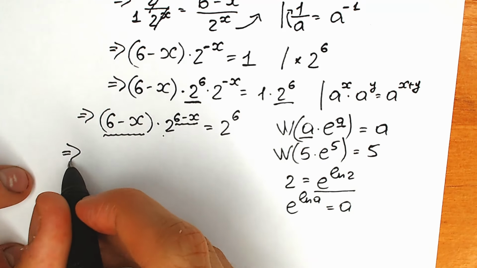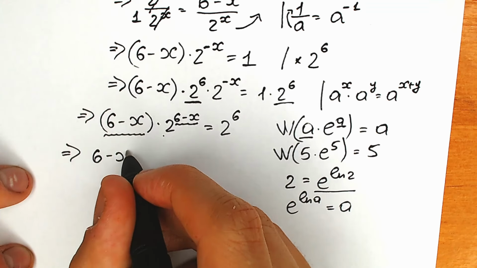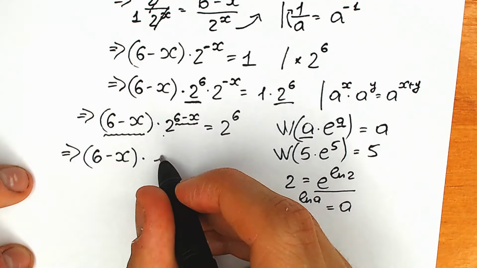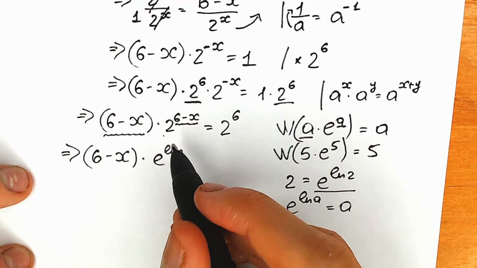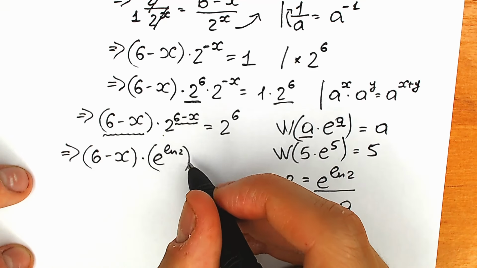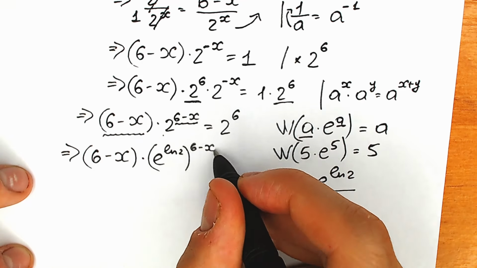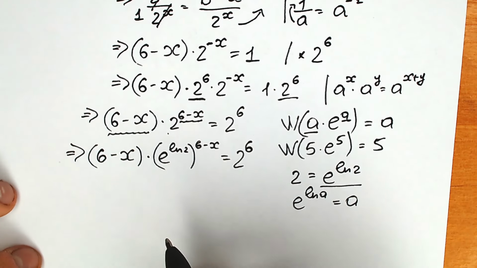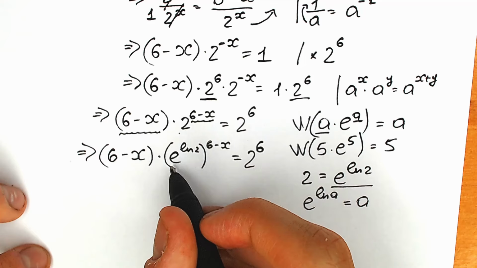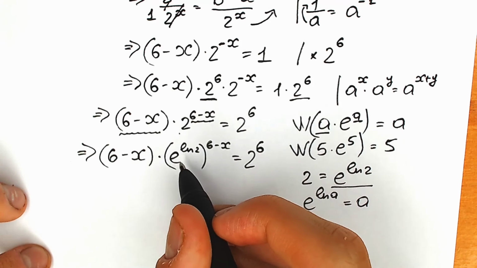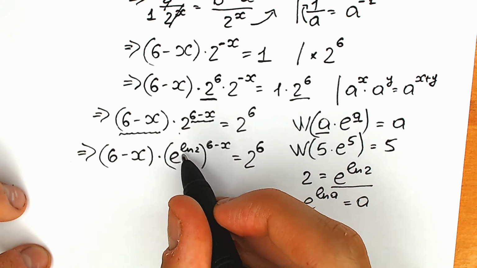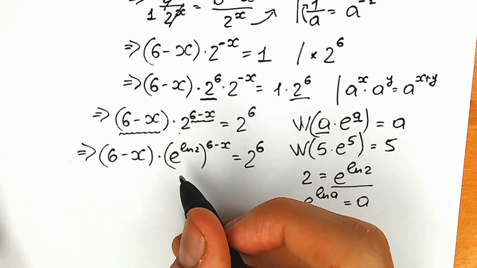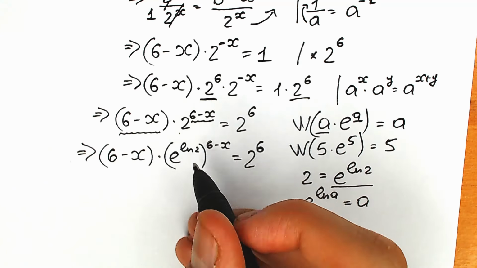We need to have e, so right now let's change this 2 by e to the power natural log 2. So as a result, we have 6 minus x times, instead of 2 we're going to plug in this one, e to the power natural log 2, and don't forget about this 6 minus x as a power, and equal to 2 to the power 6. So I really hope you understand it. Right now, e to the power natural log 2 to the power 6 minus x, we can write it as e to the power, right here we can multiply it. So it's like a to the power x raised to the power y, we can multiply our powers by each other, okay?